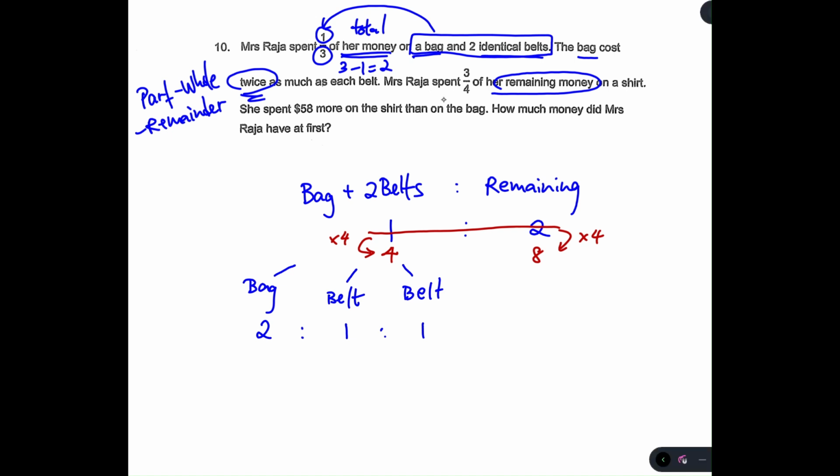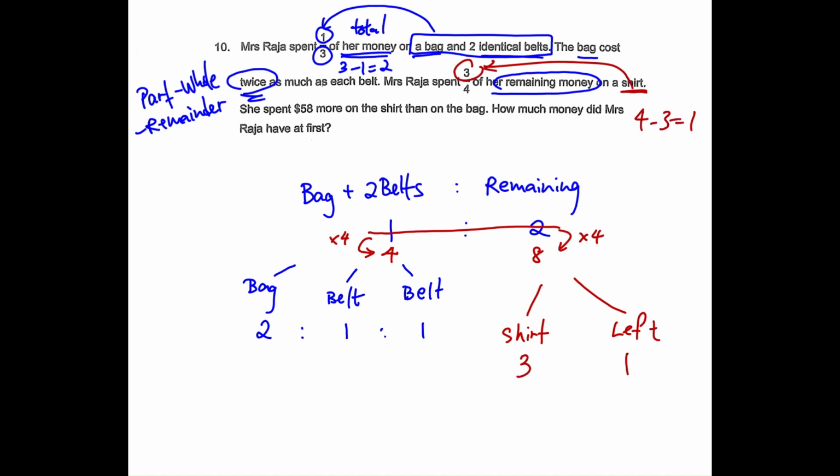Mrs. Raja spent 3/4 of the remaining money on the shirt. So for the remaining, there's a portion that she spent on the shirt and the money that she has left. From here, we know that the shirt is 3 units. And the left will be 4 minus 3, 1. So 3 plus 1 gives you 4, but the top is an 8. So we need to make it the same. In order for 4 to become 8, we have to multiply by 2. And we ignore the initial ratio. Alright, so this ratio looks great now.